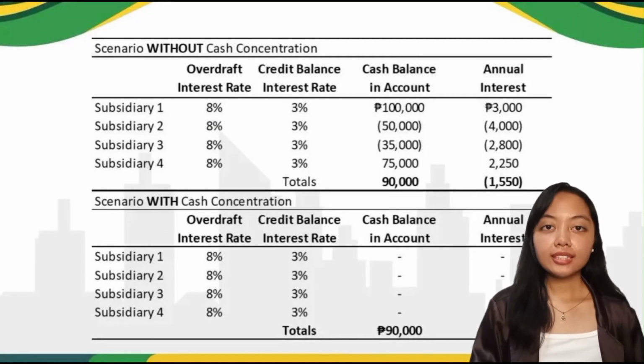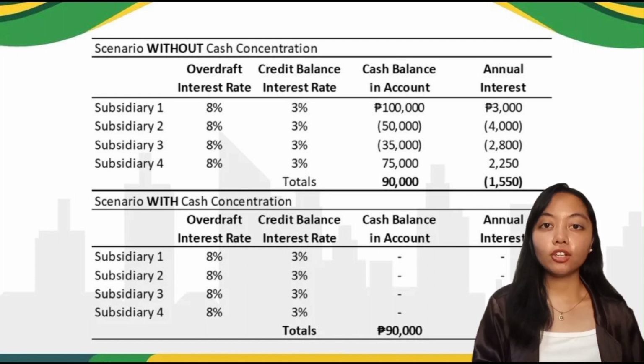For better understanding, let's use an illustration. In the first case, ABC Company has bank accounts at 4 of its subsidiaries. Each of the accounts earns the same 3% interest rate on credit balances, while the banks all charge the same 8% rate on debit balances or for bank overdrafts.